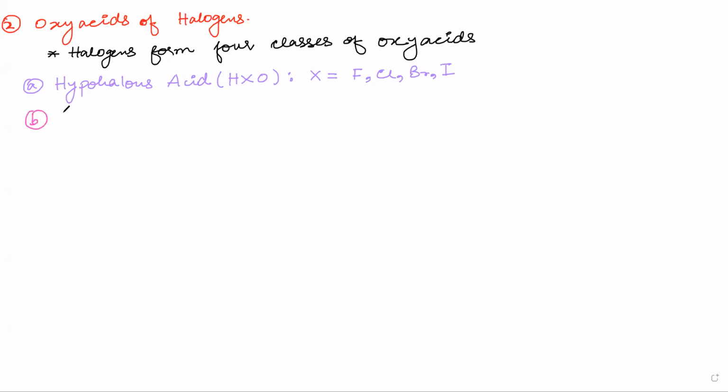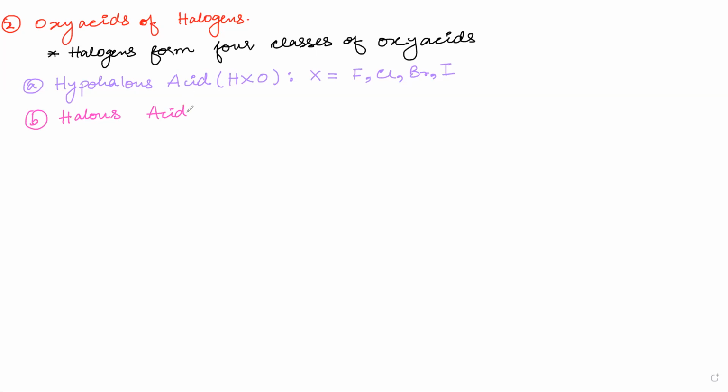Now second one, B would be halous acid. Now, for example, if you have a hypohalous acid of fluorine, it will be called hypofluorous acid. For chlorine, it will be hypochlorous. For bromine, it will be hypobromous. For iodine, it will be hypoiodous acid.